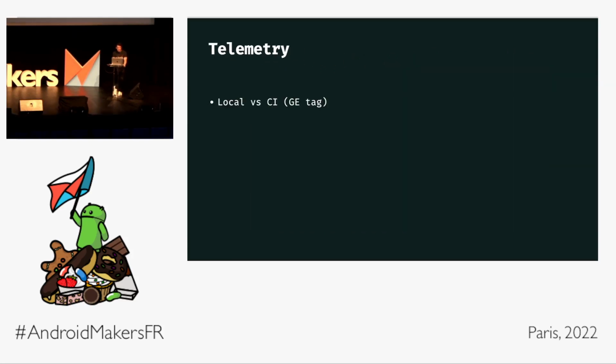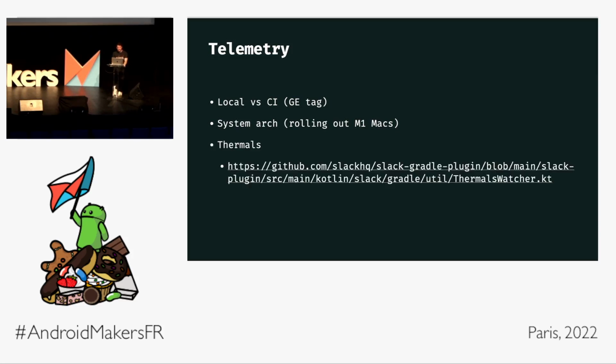A selection of other metrics you can track in enterprise scans are: is it local versus CI? The system architecture, this was really helpful when we rolled out the M1 Max, because we could basically slice that data differently and see really clearly how much faster they were. Thermals, so I've complained before about thermal throttling being an issue. We have a whole thermals watcher implementation that we wrote for tracking this.